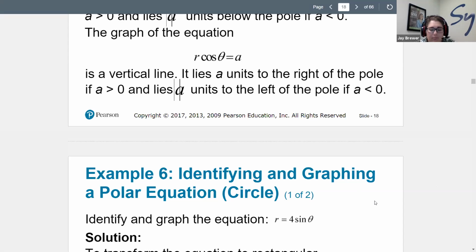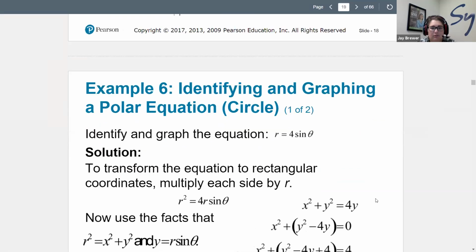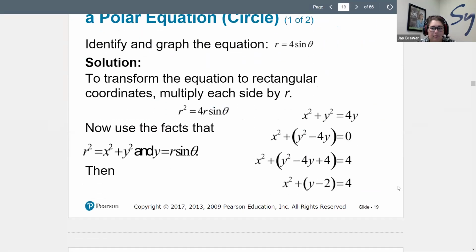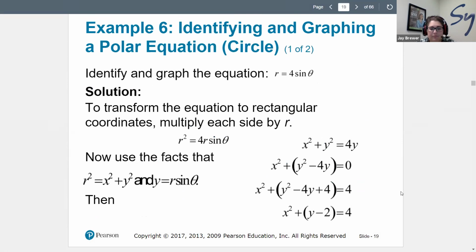Then we'll replace r squared with x squared plus y squared, and then we know that r cosine theta is x. So we end up having x squared plus y squared equals 2x, and then we're just going to solve. Wouldn't it be sine y? Yes, I think I was looking at the next example. Sorry.